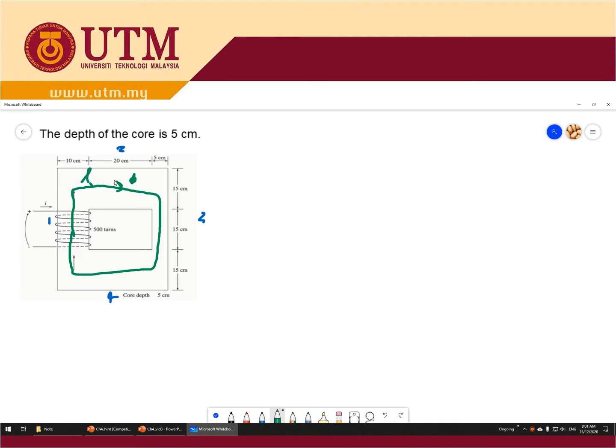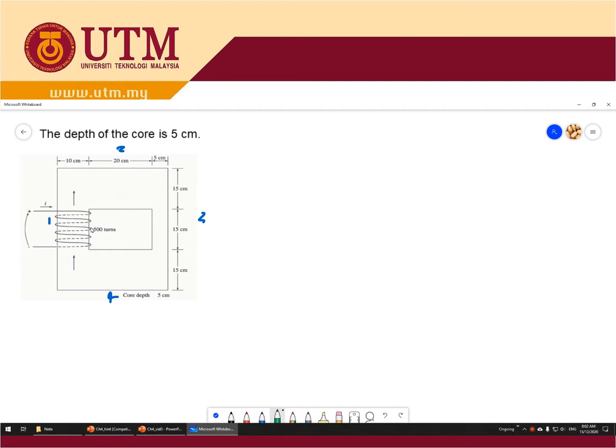And the area is perpendicular to the flux, something like this, this one and this one. This is the area. So remember the right hand grip rule, Ampere's law if not mistaken. Make sure you know the direction of flux, then you know the length and the area.